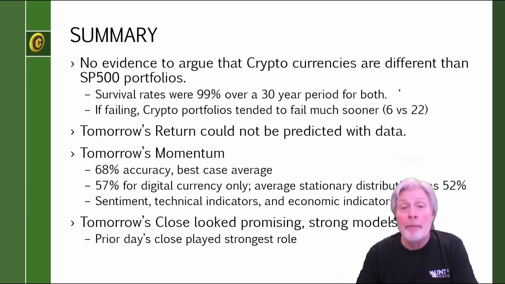Tomorrow's momentum, best case, had a 68% accuracy, and the average was 57% for digital currency only, and the average stationary distribution was 52%. Sentiment played a role, as did technical and economic indicators. Tomorrow's close looked really promising. It had the strongest set of models, and the prior day's close played the strongest role, but there was no evidence that sentiment, economic, or technical indicators played a role. And also, there were some serious concerns with the residuals and predictive accuracy.